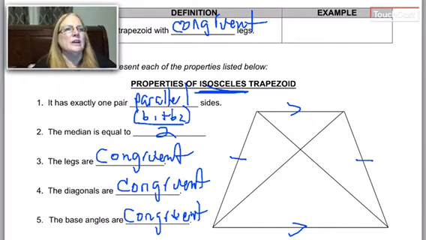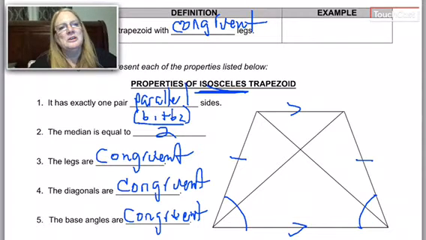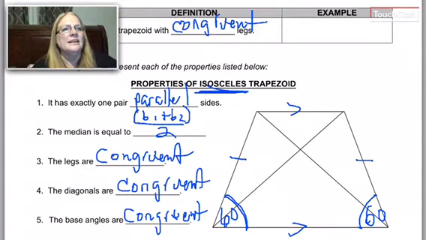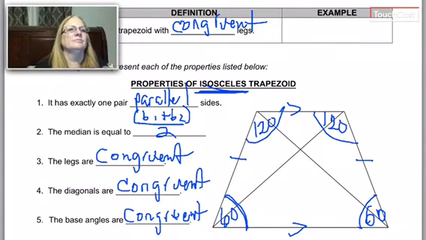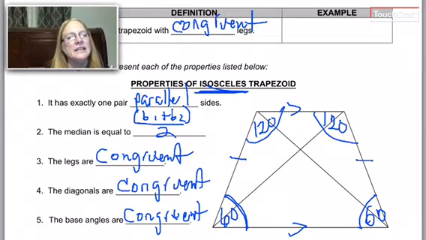So the base angles, that would mean this angle and this angle are congruent. So let's just say these are 60. Okay, and then we already know that an upper base and a lower base are supplemental, so that would make this one 120, and that would make this one 120. Okay, so they could be anything, but they're going to be congruent and supplemental.